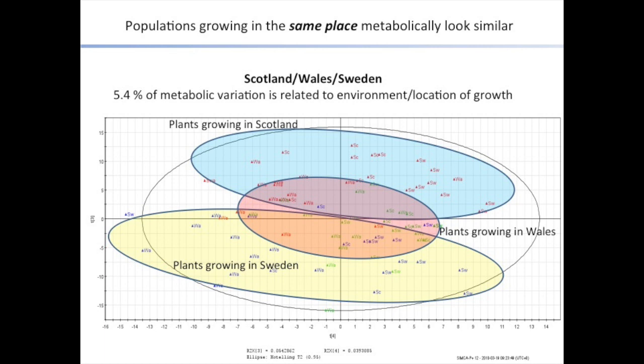It's quite difficult to do, and the initial data looks quite exciting in that what we see, and in a way it's almost expected, is the metabolome looks like the environment where it's growing. Roughly 5.4% of the variation in the metabolome is related to the environment, the location of growth. So that's saying that a Welsh plant growing in a Swedish environment looks like a Swedish plant, and so on.